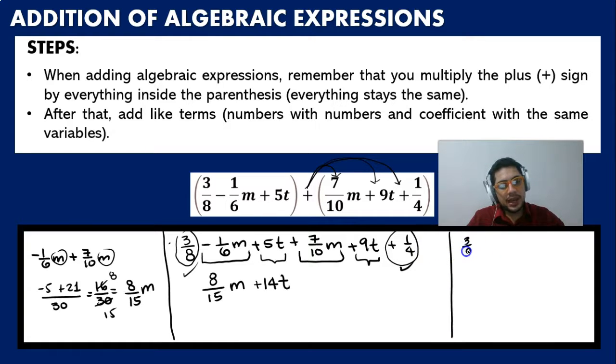So 3/8 plus 1/4. So the common denominator is 8. 8 divided by 8 is 1. 1 times 3 is 3. 8 divided by 4 is 2. 2 multiplied by 1 is 2. 3 plus 2 is 5/8.